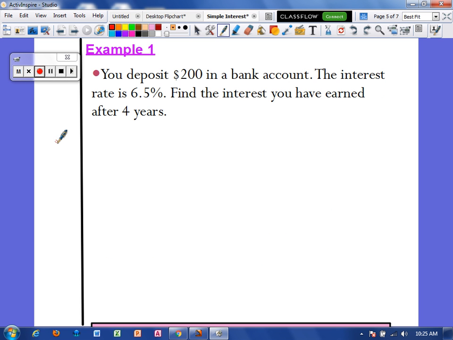All right, let's do an example together. So example 1 says, you deposit $200 in a bank account. The interest rate is 6.5%. Find the interest you have earned after 4 years. So the first thing I'm going to do is write the formula. So simple interest equals the principal times the rate times the time.